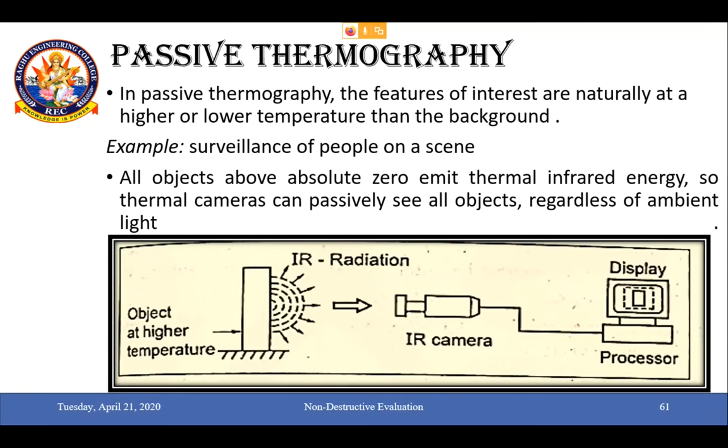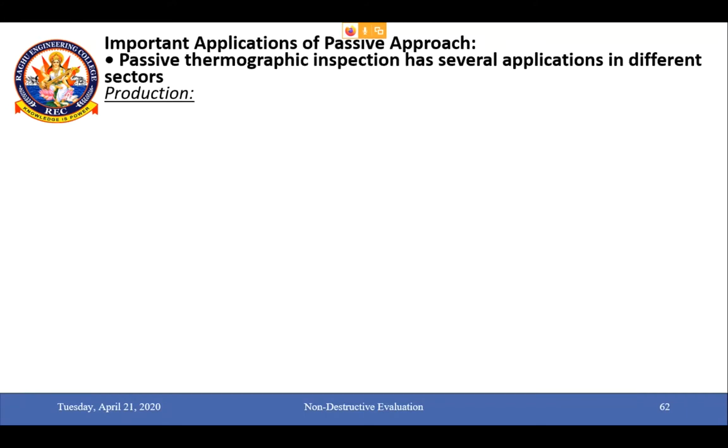Okay, all objects above absolute zero emit thermal infrared energy. So thermal cameras can passively see all objects regardless of ambient light. This is something which we have discussed previously. There are a number of applications of passive thermography for different sectors. Let us see the applications sector wise.